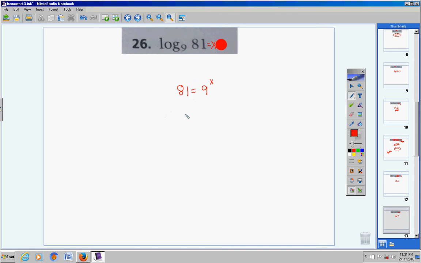I want to get both sides with the same base. Well, 81 can be rewritten as what? 9 squared, because 9 times 9 is 81. And then look, I have like bases, so cross off your bases and set your exponents equal to each other. And X equals 2. Cross off your bases and set your exponents equal. 2 equals x. And there's the answer.